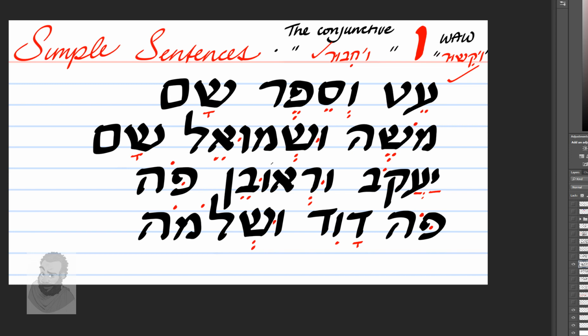Yaakov ureuven po. Remember, because of the shawah, this becomes u. It can't be we reuven. That's a no-no. Okay? Yaakov ureuven po. Po, Dawid. Now, because of the he, this becomes Dawid. This is a Daleth instead of a Daleth. Now, this rule is not set hard and fast. And again, I'm not going to tell you why until we become a bit more advanced, okay? So, po, Dawid. So for now, we'll continue with this rule.